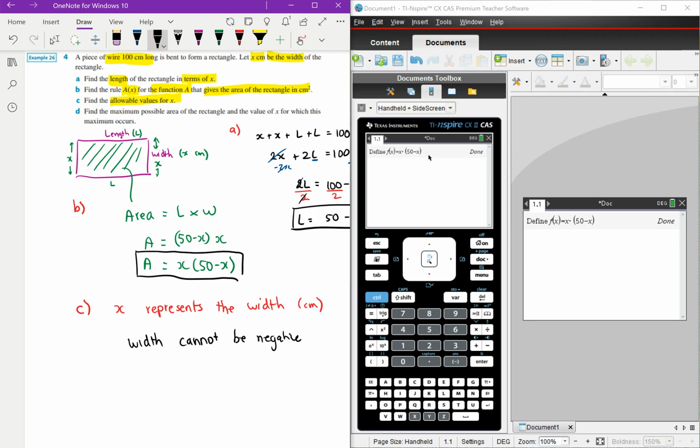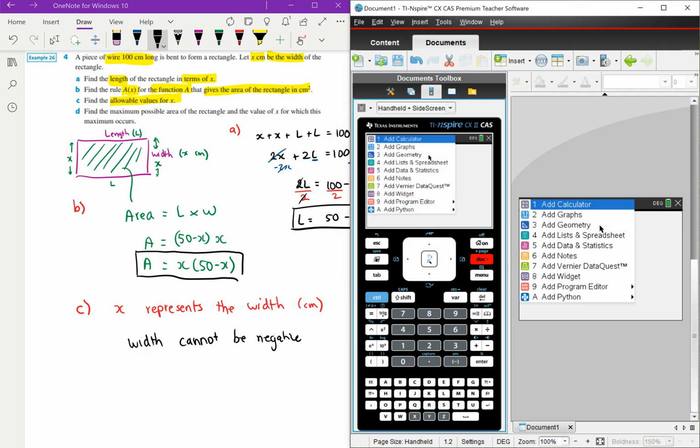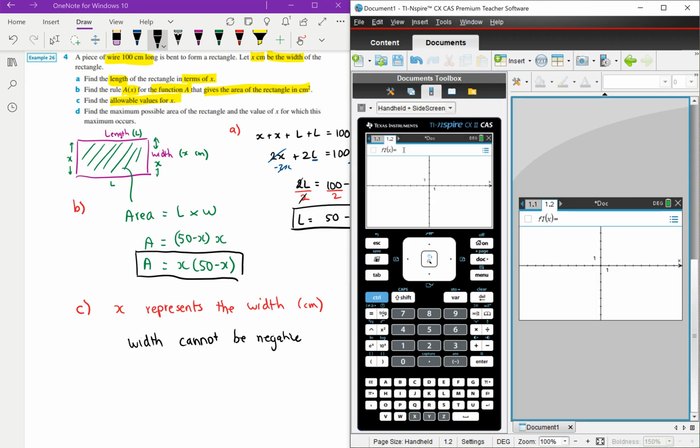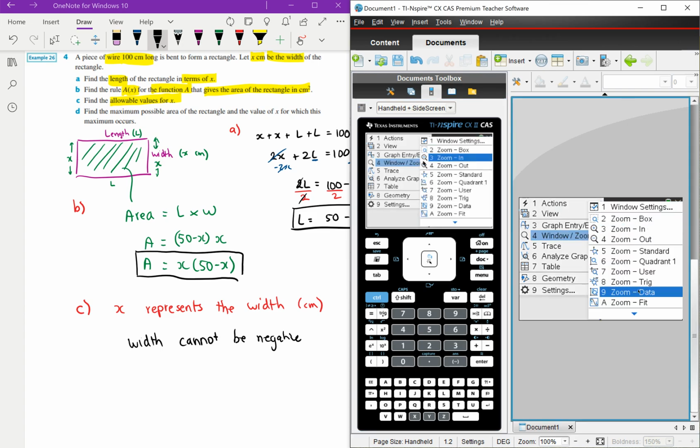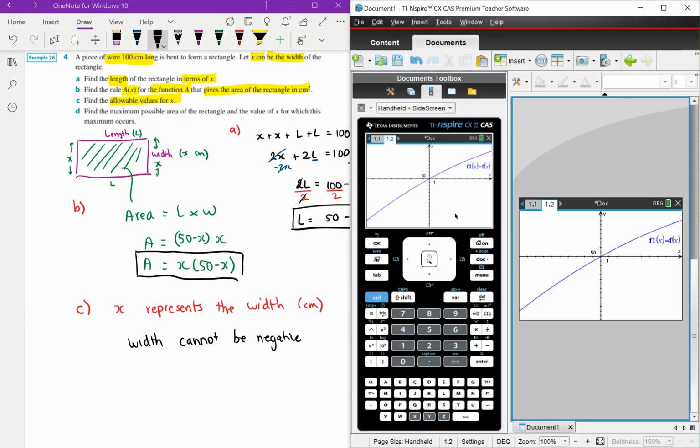So here we go, I'm going to do control, add a page, put on a graph, and I'm going to put in f of x that I've defined. Need to adjust the window, menu, 4, and let's see if zoom fit can fit the data. So no, I can't really fit it. So I'm going to have to adjust it manually.